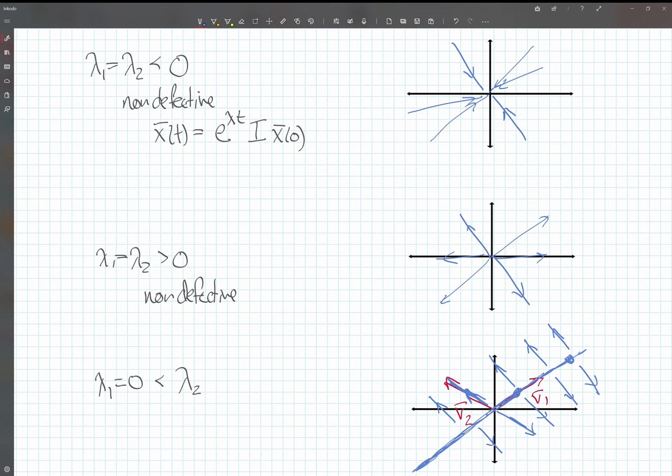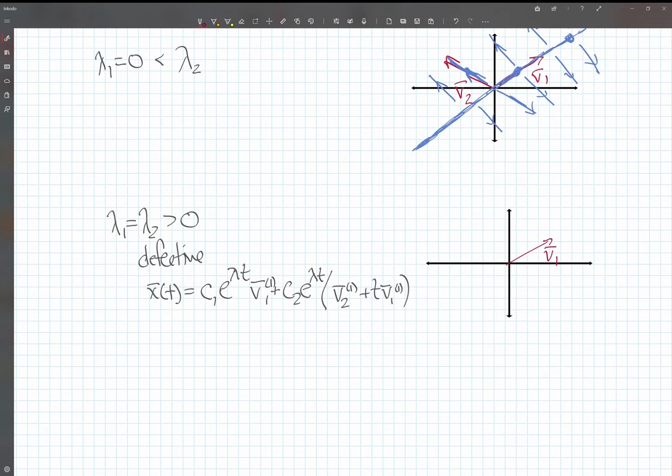At this point, we've handled all the cases where the eigenvalues are real and the matrix is non-defective. The defective case is somewhat more interesting. In this case, we have only one eigenvector. As before, if we start in that direction, we're going to stay in that direction. And because lambda 1 equals lambda 2, or we call that whole thing lambda, is positive, that means we're moving away from the origin. Things are getting bigger.